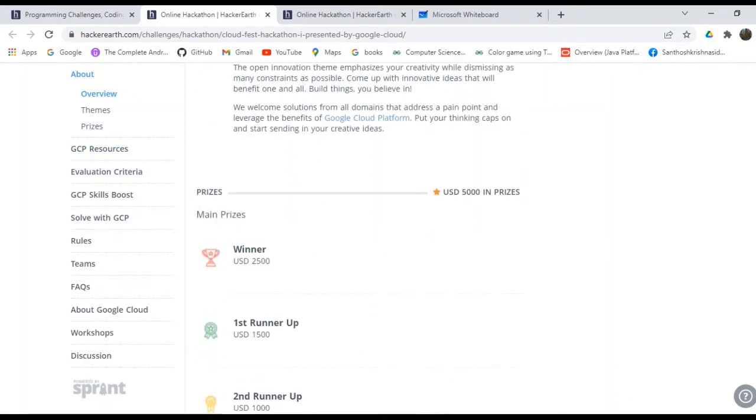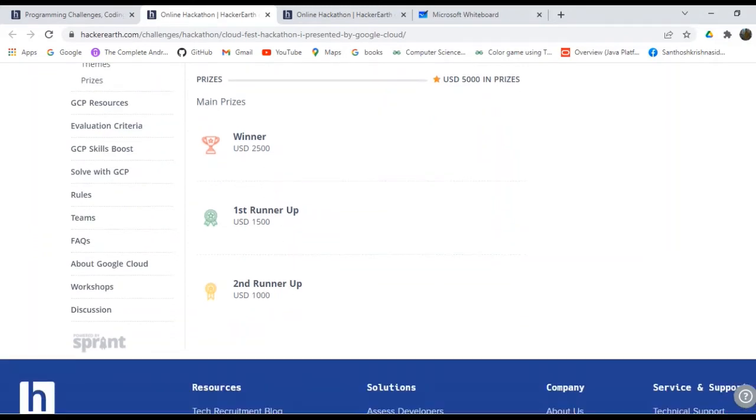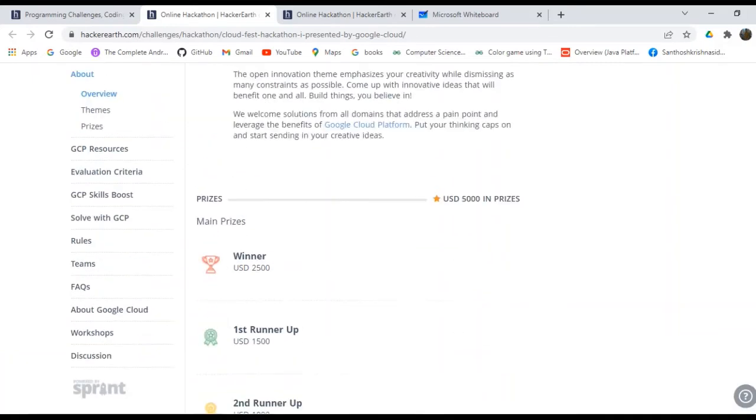Next, going to the prize money. The prize money is USD 5,000, approximately 3,75,000 rupees. The first winner gets 2,500 USD, the first runner up 1,500 USD, and the second runner up 1,000 USD.